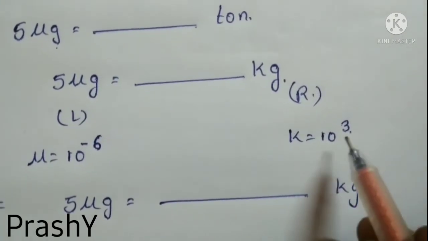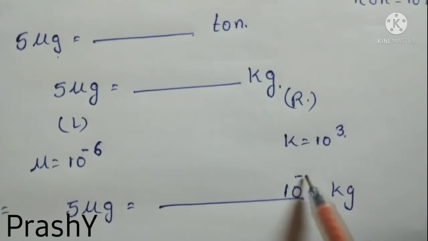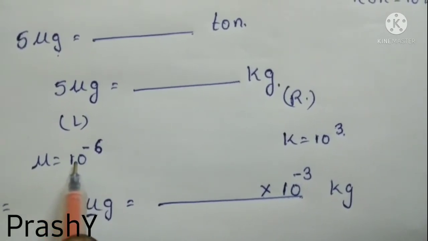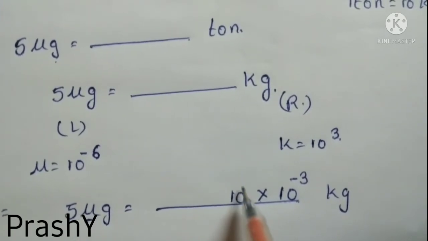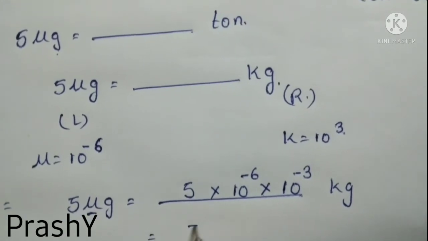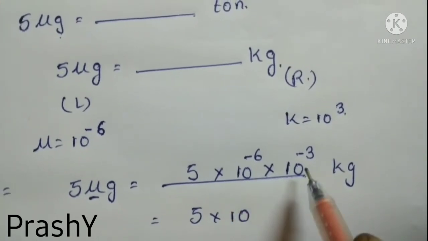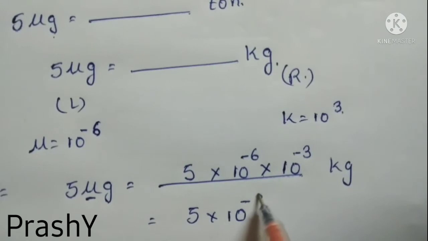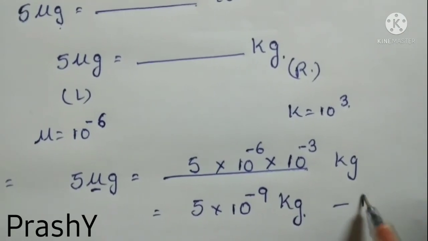Kilo is 10 power 3. Since it is in right hand side, we have to write the reciprocal. That is 10 power minus 3 into, here mu value is 10 power minus 6. So I have to write as it is because it is in left hand side. So 10 power minus 6 into 5. So I will get 5 into 10 to the power of, these two bases are equal. So I have to add the power. That means minus 6 plus minus 3. It becomes minus 9 kg. Okay, this is our first equation.